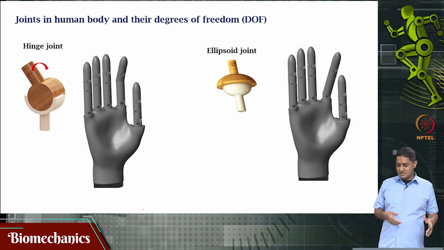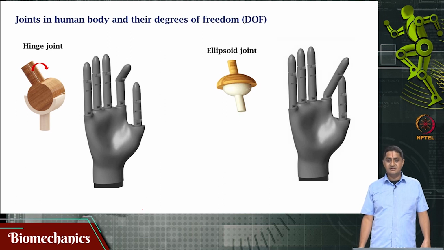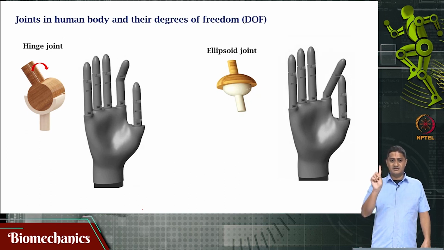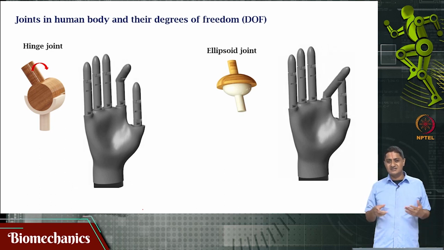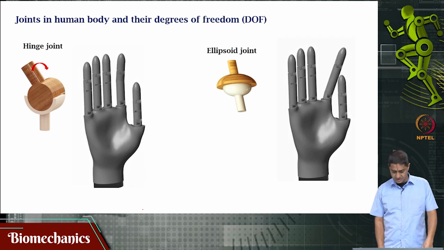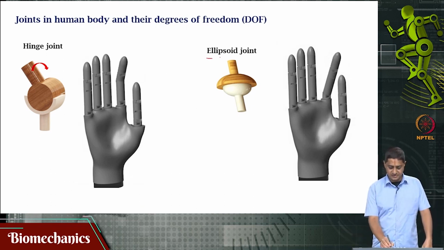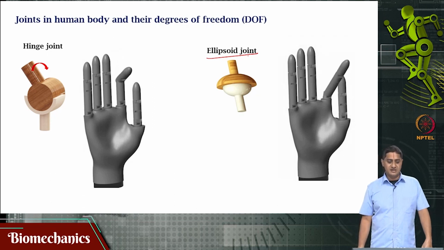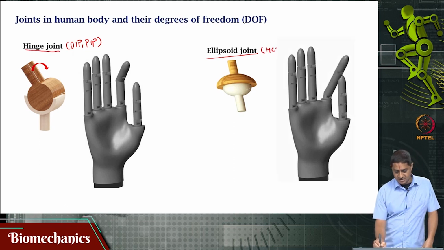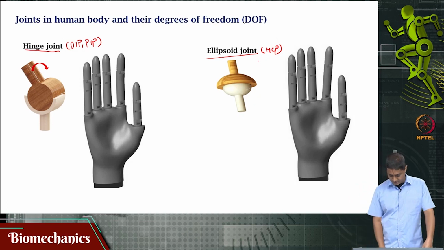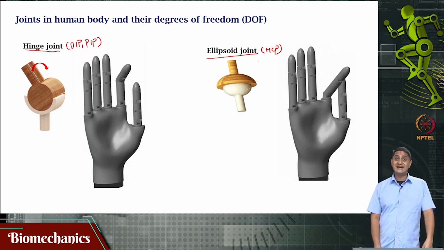These are modeled as hinge joints because there is only 1 degree of freedom that is possible, either flexion or extension. Then I have that movement that is possible for the metacarpophalangeal joint, either flexion, extension, or abduction, adduction, or a complicated movement like this, which can be modeled as a sum of these 2 movements. Right. And this is an ellipsoid joint. Remember, the MCP joint is an ellipsoid joint, whereas the distal interphalangeal joint and the proximal interphalangeal joint are hinge joints. The MCP joint is an ellipsoid joint, whereas for the thumb the CMC joint is a saddle joint.